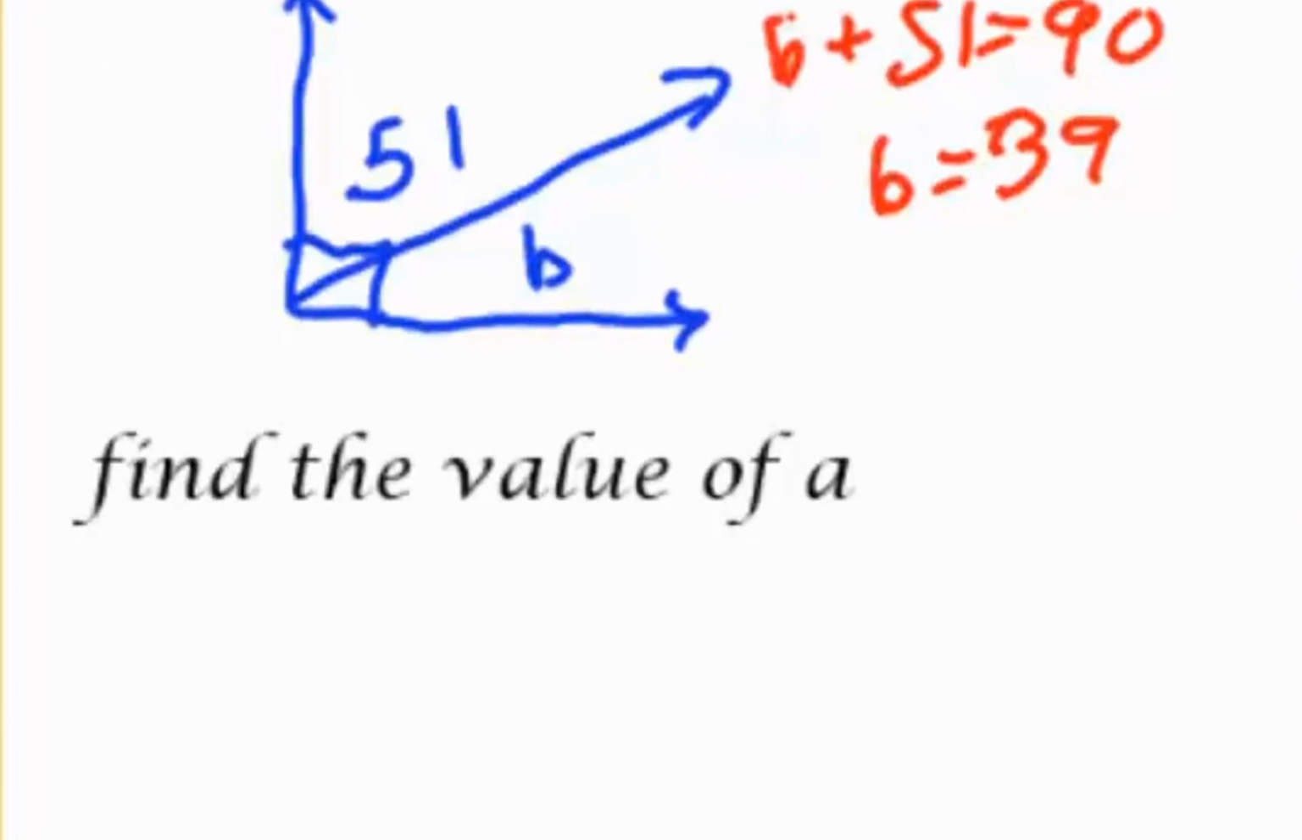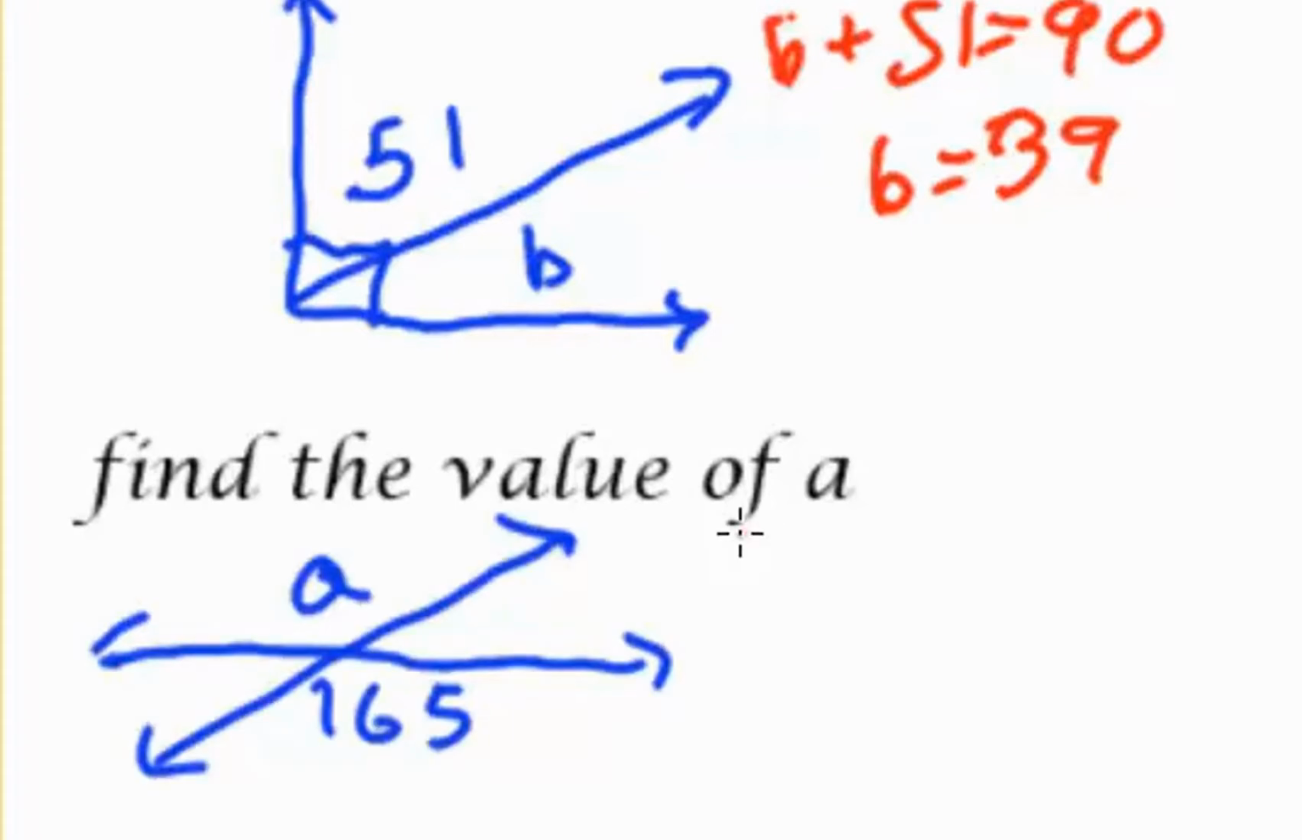Looking at my next problem, I'm trying to find the value of A. I'm given this diagram where A is across from 165. Well, we know that A and 165 are vertical angles, so A has to be equal to 165. It's not much work to do in that easy example.